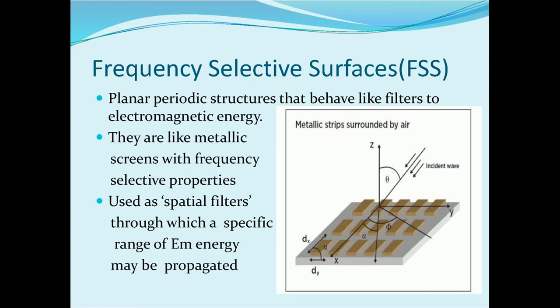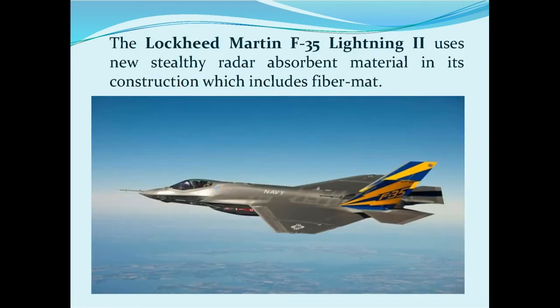Frequency selective surfaces (FSS). Planar periodic structures that behave like filters to electromagnetic energy. They are like metallic screens with frequency selective properties, used as spatial filters through which a specific range of energy may be propagated. The Lockheed Martin F-35 Lightning II uses new stealthy radar absorbent material in its construction, which includes fiber mat.